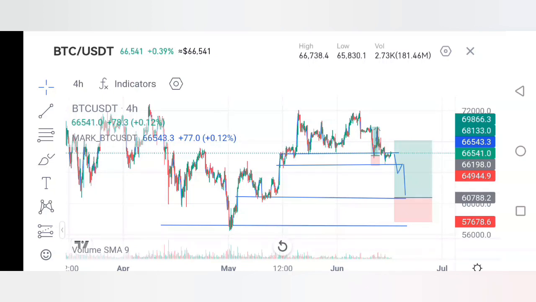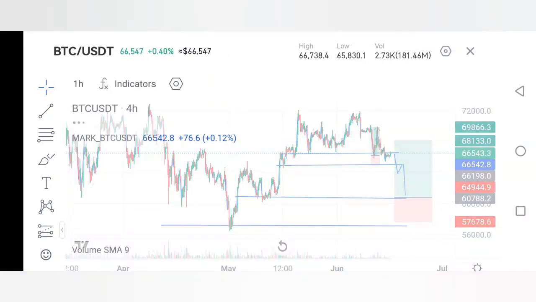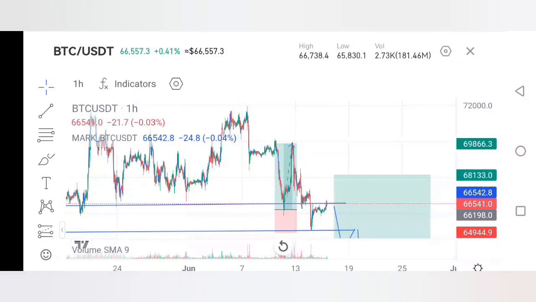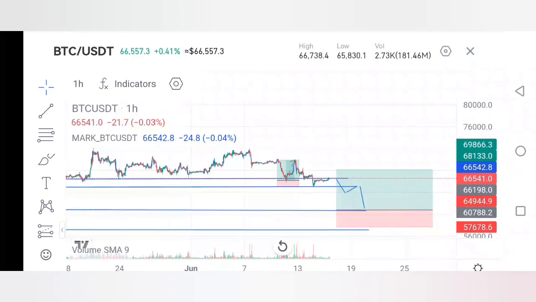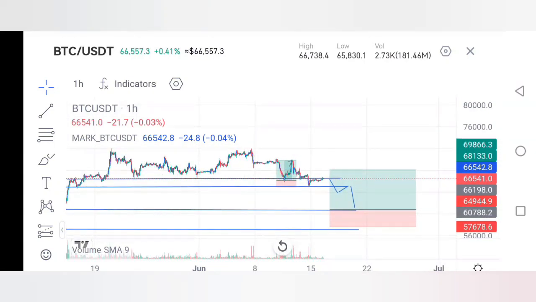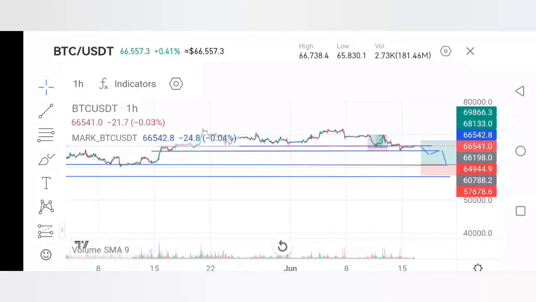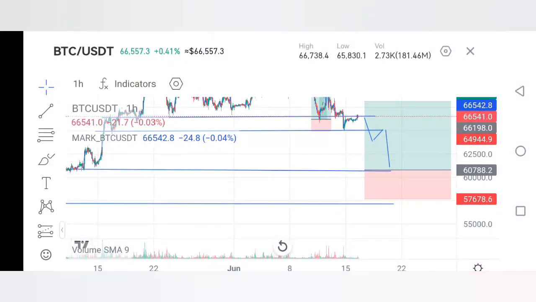So let's go into a smaller time frame to see what we've done. This is what we've done. On a 1 hour trend, this is it. And then on a 30, or should I say 15 minutes range, I don't trade.